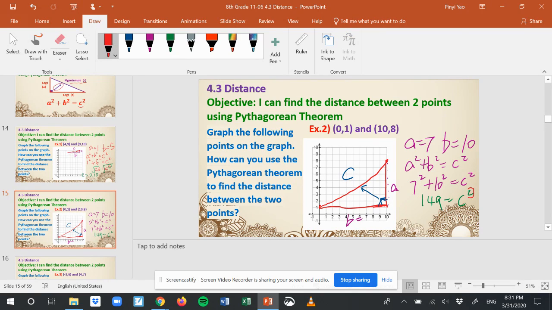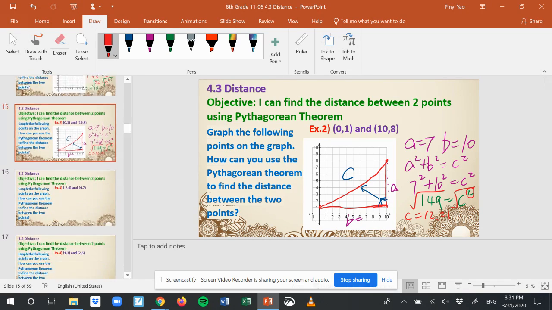Again, as soon as you see the square, we're going to square root both sides. So my C, after I type in my calculator, would be 12.21. And in case you didn't notice, both examples, I'm solving for the C. So when you find the distance, you're always finding the hypotenuse, which is our C.